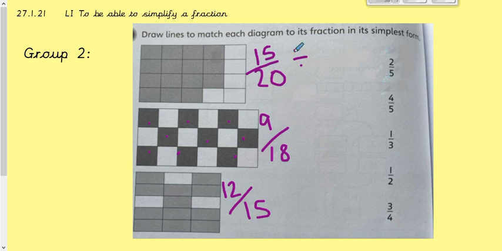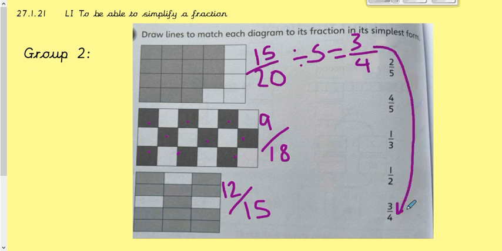If you work the answer out already, then you'll be able to spot it straight away. So I can see that this one, you can't divide it by 2 because 15 is an odd number, but I can see that they're both in the 5 times table, so I'm going to divide them by 5. So 15 divided by 5 is 3, 20 divided by 5 is 4. So do we have 3/4? We do. So this one matches up with 3/4.